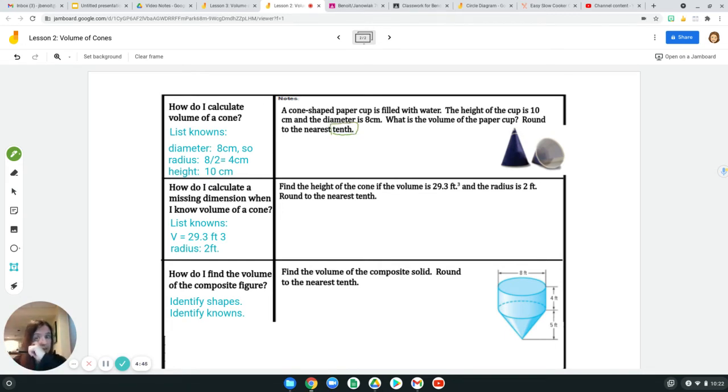All right, so I've already listed my knowns. Diameter is 8, but that doesn't help me directly. It helps me get the radius though. 8 divided by 2 is 4. So I'm going to be using a radius of 4 and a height of 10. Go to your formula, write the formula first without substituting things in so you can see the place where those things go. All right, pi is going to change to 3.14. My radius is 4 squared, and my height is 10.